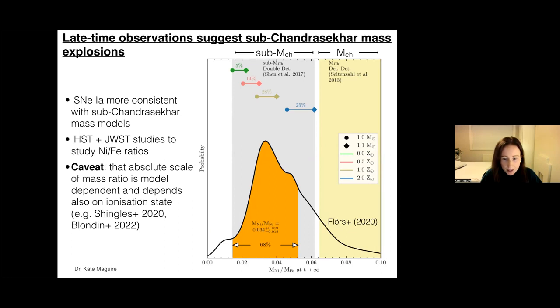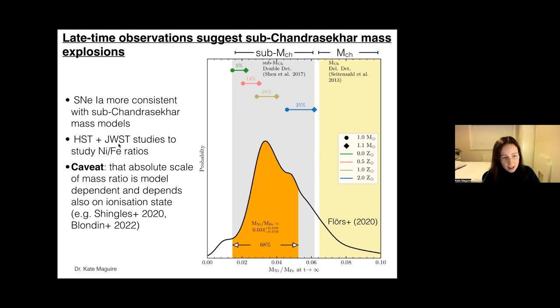So that's what's shown in this plot here. He measured the mass of nickel over the mass of iron in a sample of late time spectra of type Ia supernovae. And then up the top, you can see the predicted range for sub-Chandrasekhar mass models and then Chandrasekhar mass models. And this is the distribution of the objects in his sample. You can see that overall, there are more objects that are consistent with the sub-Chandrasekhar double detonation scenario than the Chandrasekhar mass.